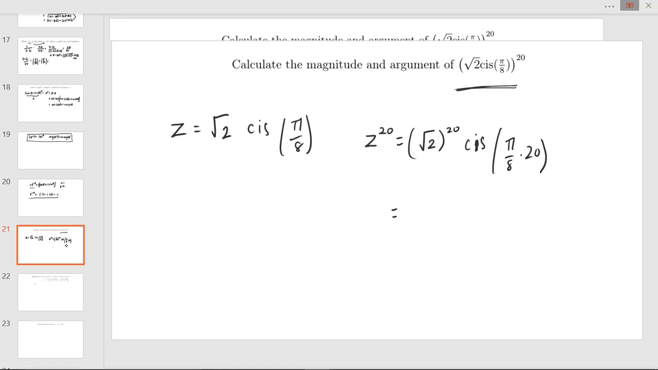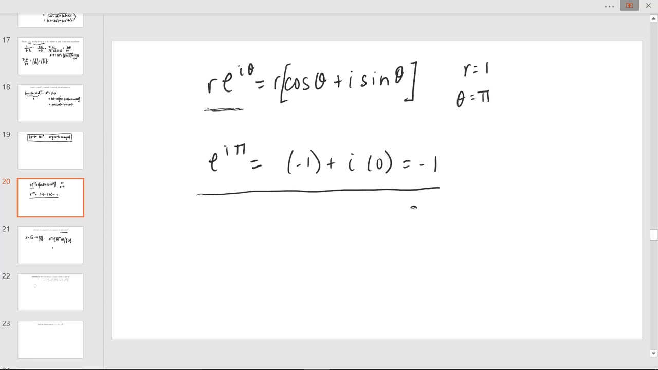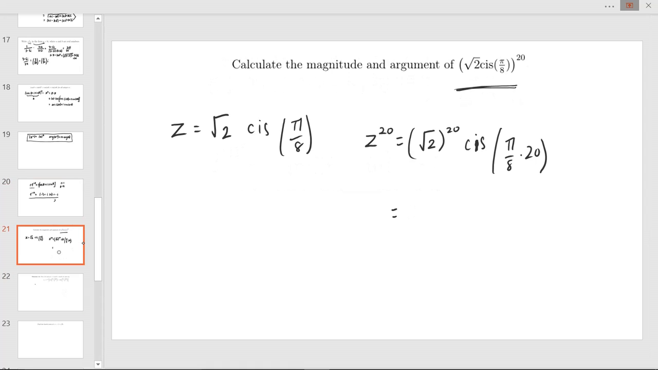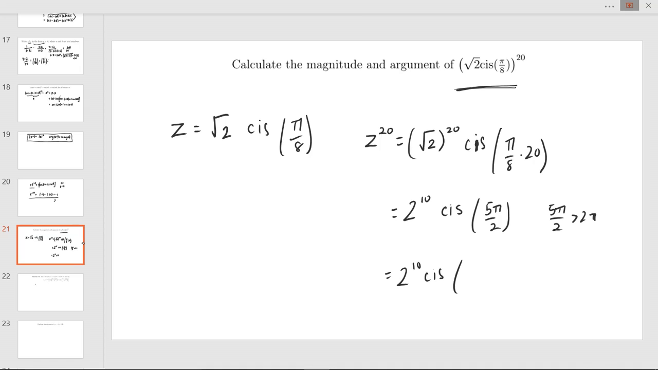So square root 2 to the 20 is 2 to the 10. And then we have 20 pi over 8, which is 5 pi over 2. And notice that 5 pi over 2 is greater than 2 pi. Hence, we can take off 2 pi from this angle to get pi over 2. So our magnitude is 2 to the 10, and our argument is pi over 2.